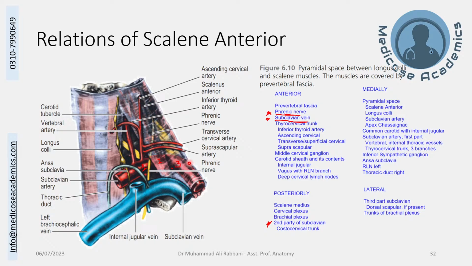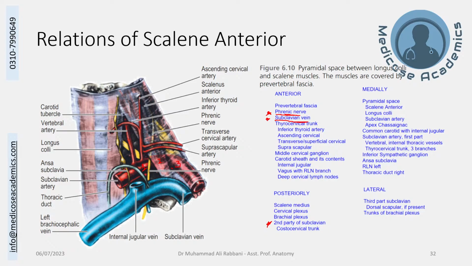We are left with the medial and lateral relations. Let's do the lateral relation first. The third part of the subclavian artery, and there is the dorsal scapular artery. We will go into the detail inshallah in the next lecture. And the trunks of the brachial plexus exit and go. You had seen in the cutaneous supply the greater auricular, and just leave them there. So the trunks of the brachial plexus exit here.